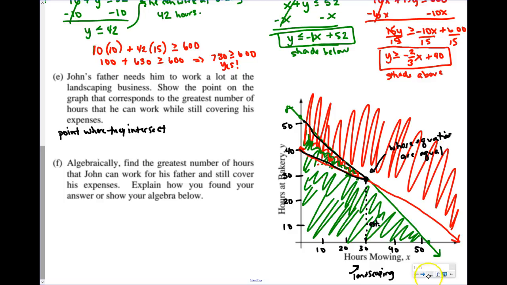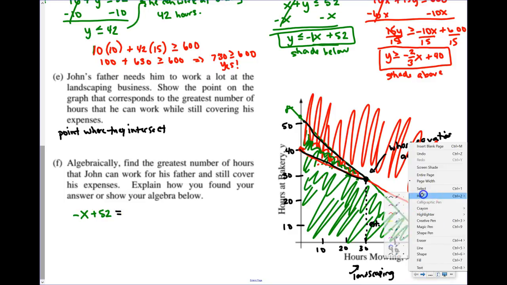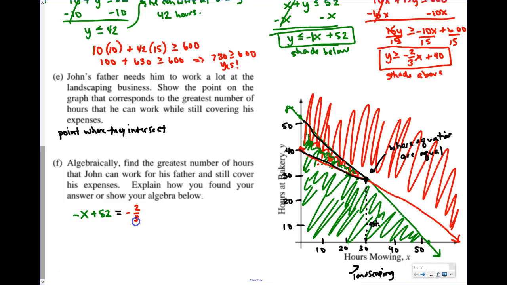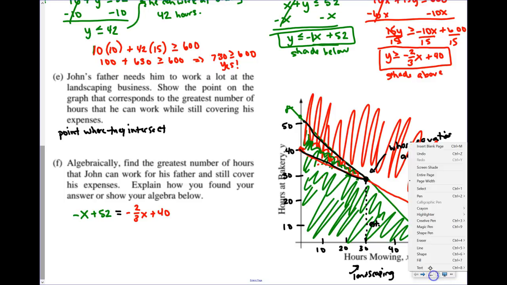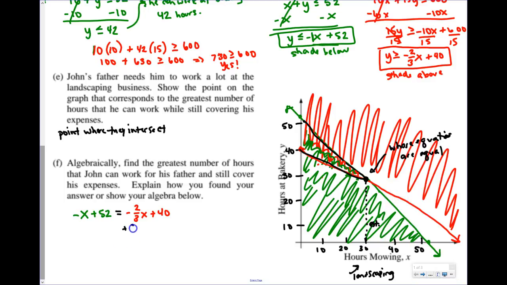So I'm going to take the green equation, and I'm going to take the part that's negative x plus 52, and I'm going to set that equal to the other red equation, negative 2x plus 40. And this will tell me where that answer is. Okay, so I'm going to solve this by adding 2/3 x to both sides. This gives me negative 1/3 x. Bring down the 52. These cancel out and I get 40. Subtract 52 on both sides.